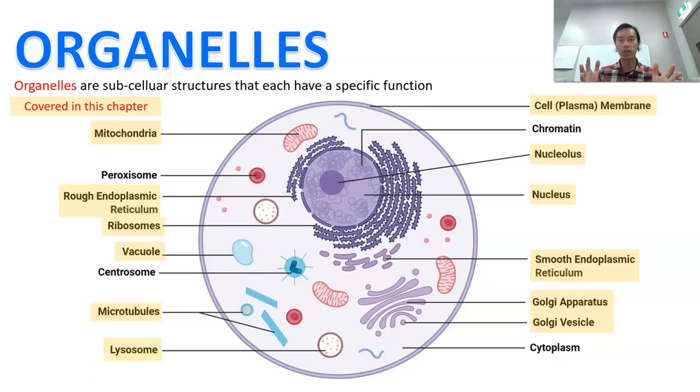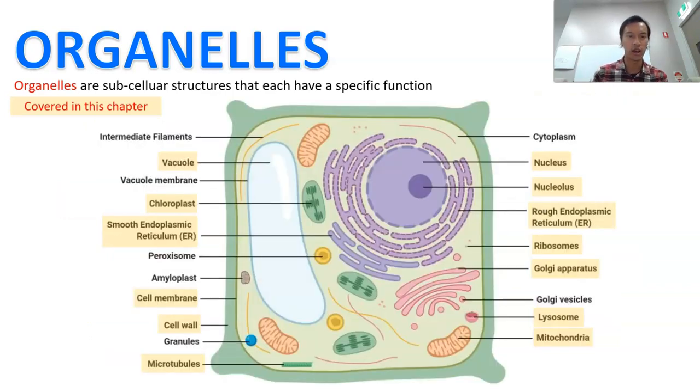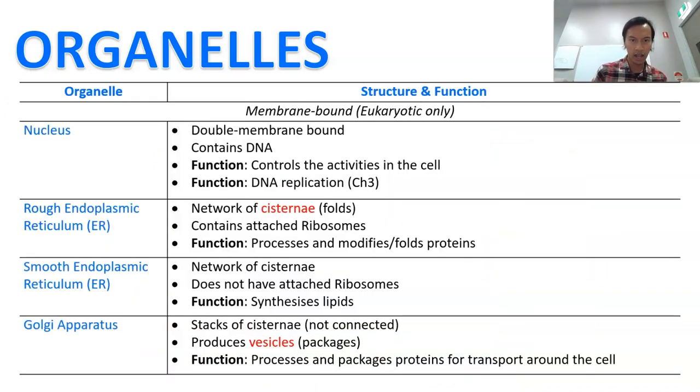All right, so organelles are subcellular structures, and each of them have a particular function. The ones that are highlighted are the ones that we're going to cover in this particular chapter. Here they are laid out for the plants, and then also here they are laid out for the animals, okay? Here they are laid out again in list form with some general structure and function for them.